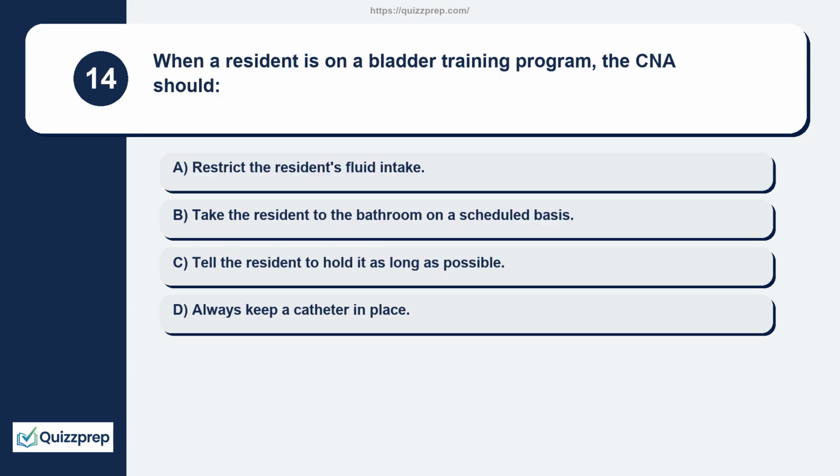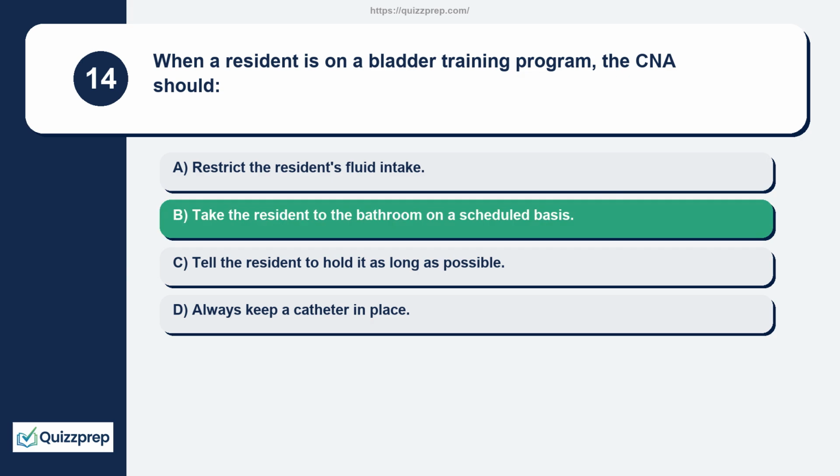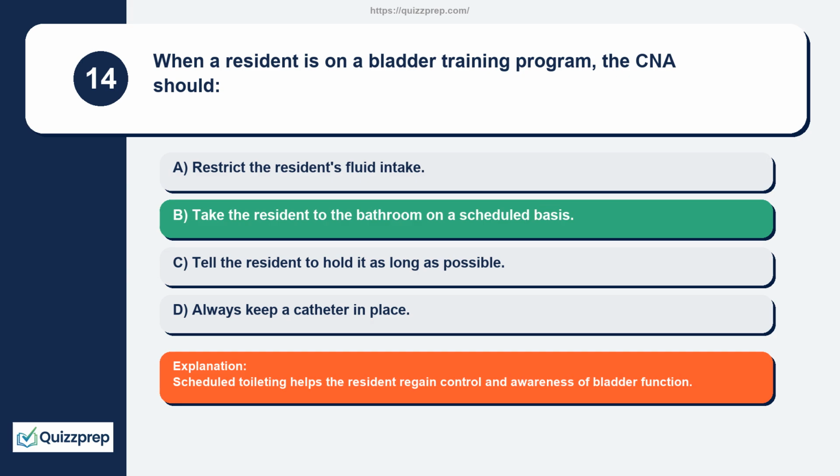Question 14. When a resident is on a bladder training program, the CNA should restrict the resident's fluid intake. Take the resident to the bathroom on a scheduled basis. Tell the resident to hold it as long as possible. Always keep a catheter in place. Scheduled toileting helps the resident regain control and awareness of bladder function.